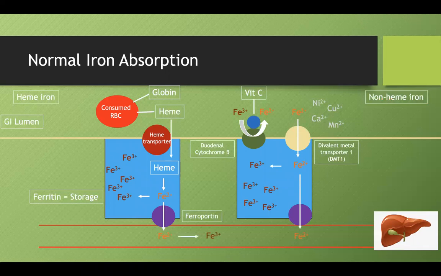Once it's in our bloodstream, it's often transported as this ferric form, and it's bound to this protein called transferrin. The whole point of this ferric form is that it could be stored in a number of different body parts. So it can go into your spleen, it can go into your bones, and it could also get stored in your liver.